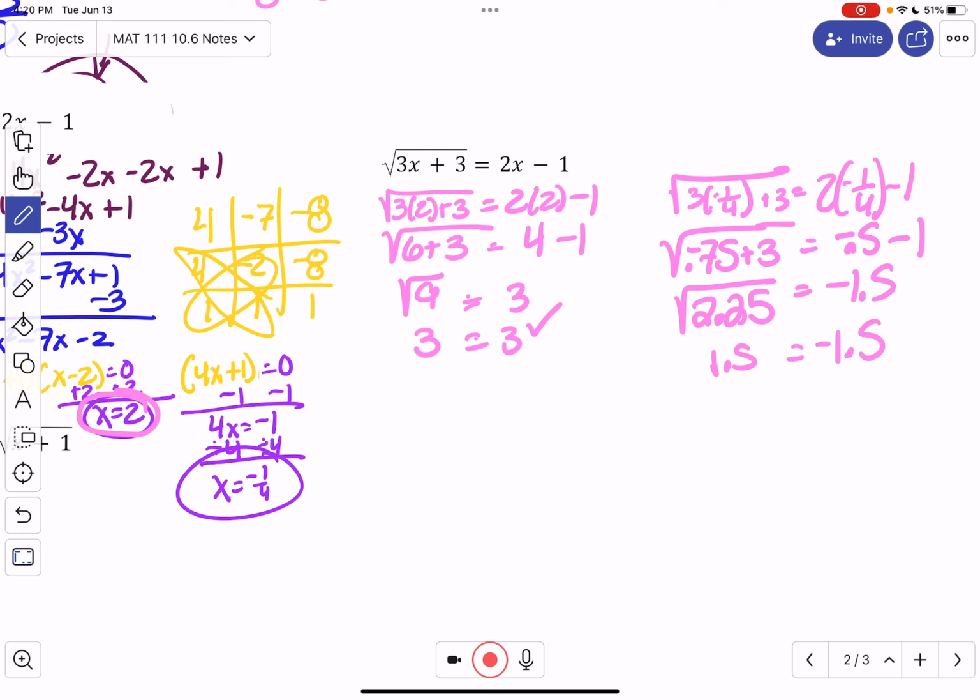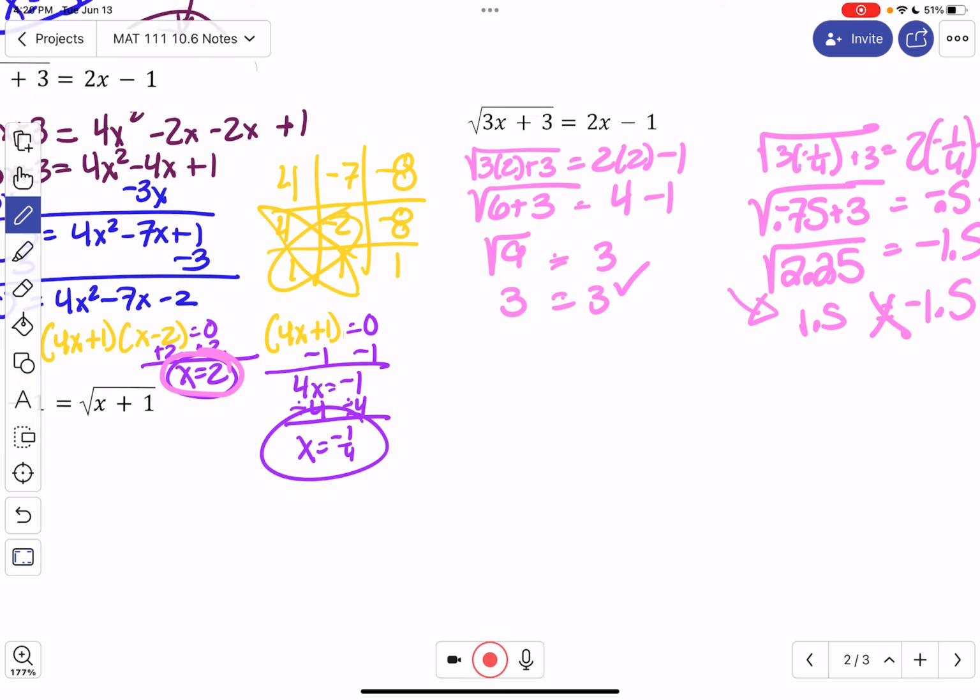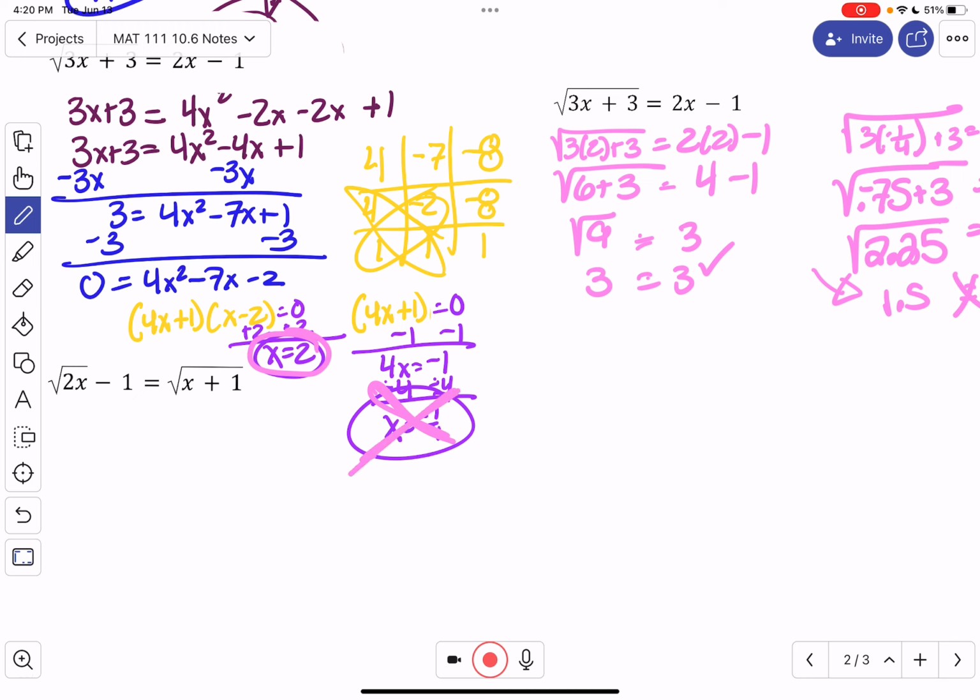And positive does not equal negative because of the way we graph. We can't get a negative on this one. So that doesn't actually work. This is not a true statement. So this is an extraneous solution. The only one that actually works is 2.